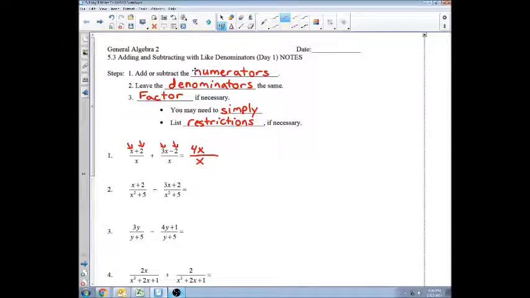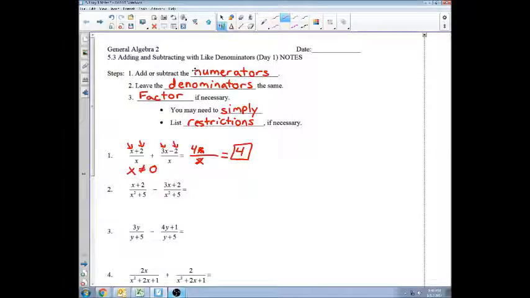But looking at this, our next step here, 4x over x, this is exactly like our previous unit. So I need to state my restriction, which is x cannot equal 0. I can reduce or simplify by getting rid of the x's. My final answer will then be 4. Okay? On to problem number 2.